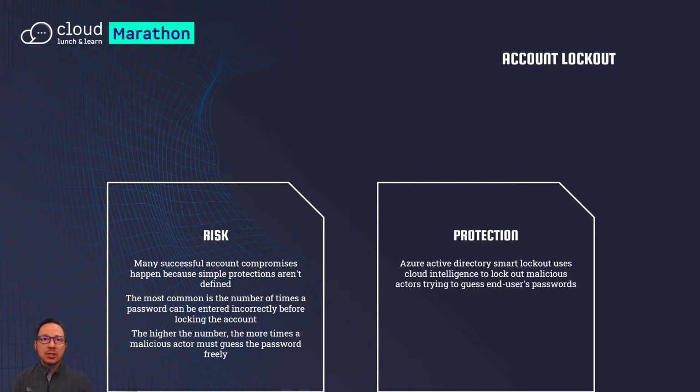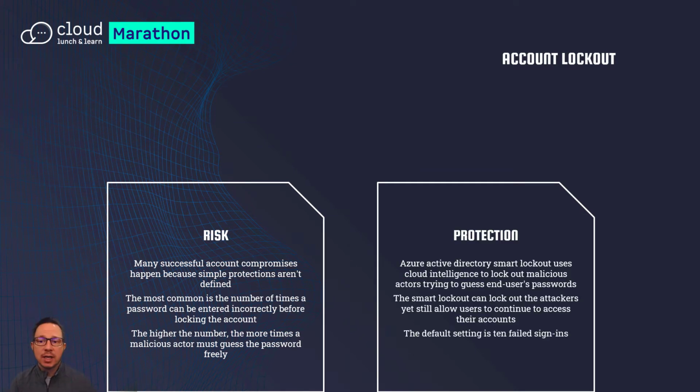So what is the protection? Well, Azure Active Directory uses what's called smart lockout. So it uses cloud intelligence to lock out what would look like or be a malicious actor trying to guess the password. So for example, if I'm logging in, I'm only ever going to type a single password. And so the intelligence in the cloud will know that and it won't lock me out.